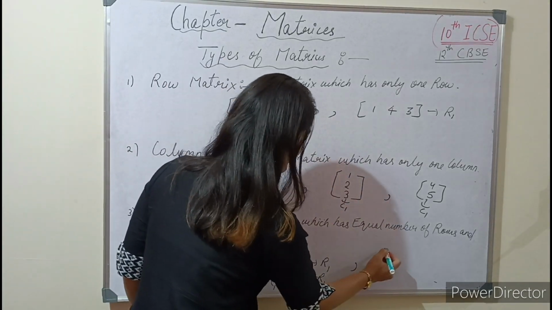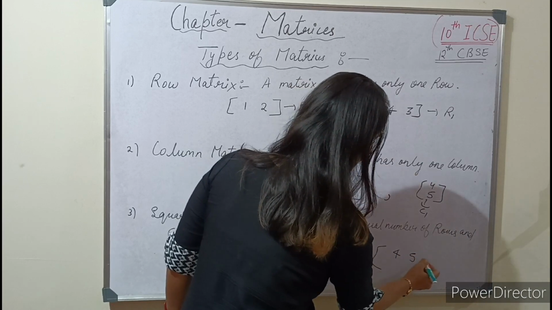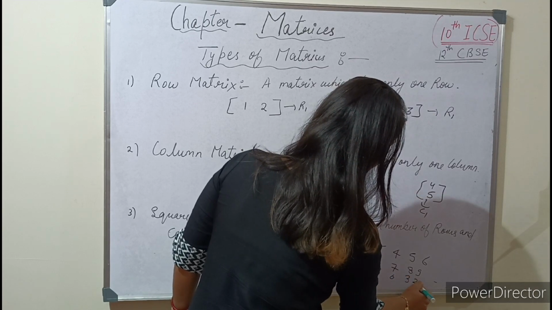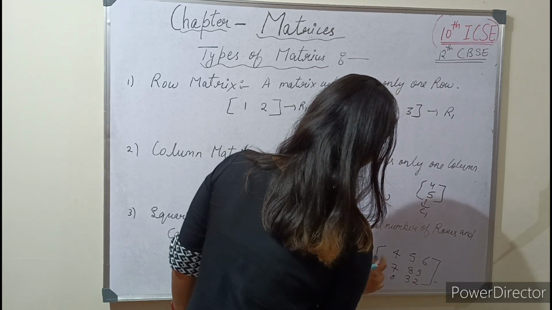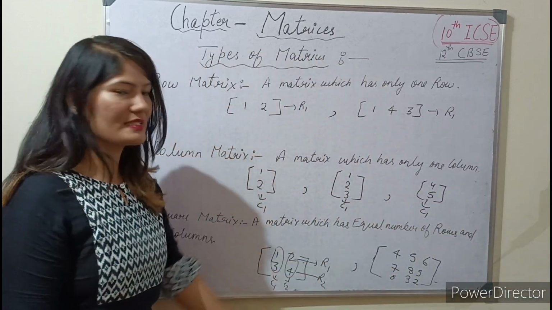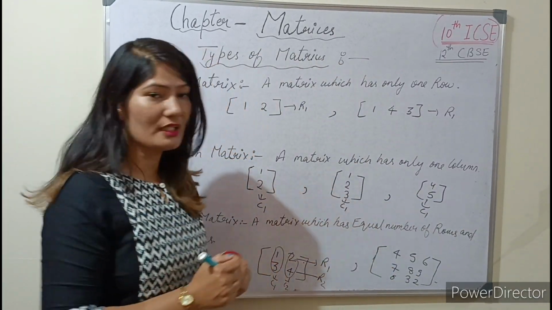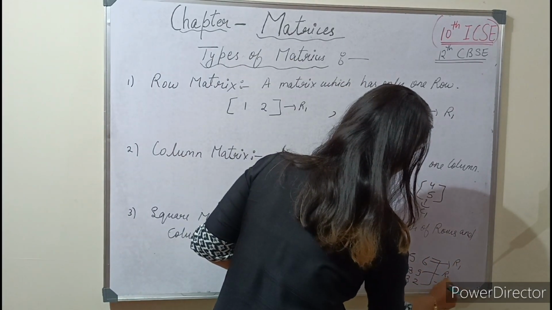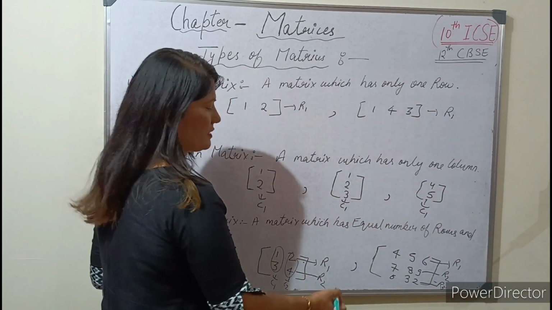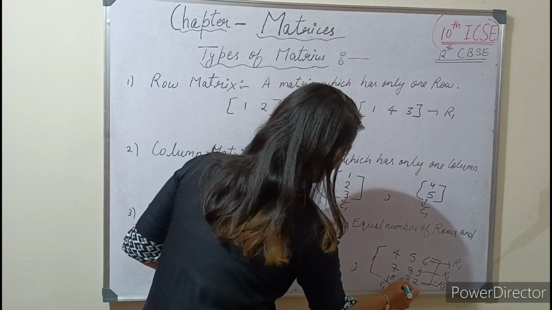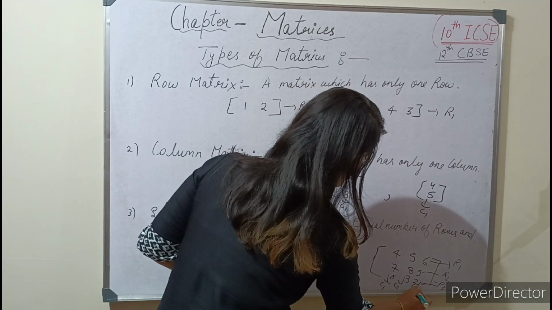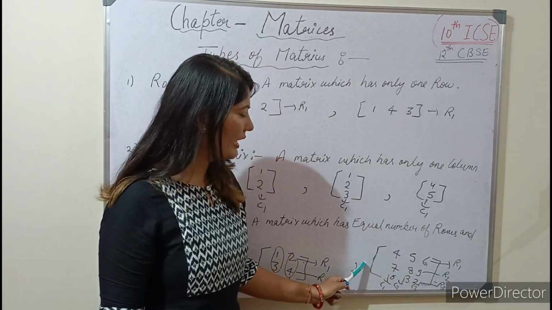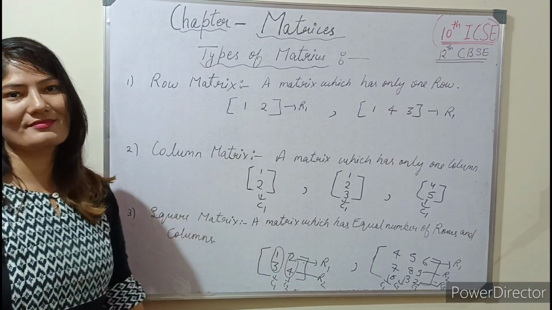Or one more example if I give 4, 5, 6, 6, 3, 2. So you will see this example now. In this case, again there are 3 number of row and 3 number of column. This is your R1, this is R2 and this one R3. In the similar way, this is your column 1, this is column 2 and this one column 3. So you will see here that 3 number of row and 3 number of column. So hence this matrix is known as square matrix.